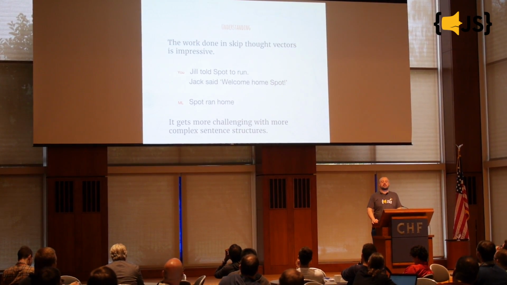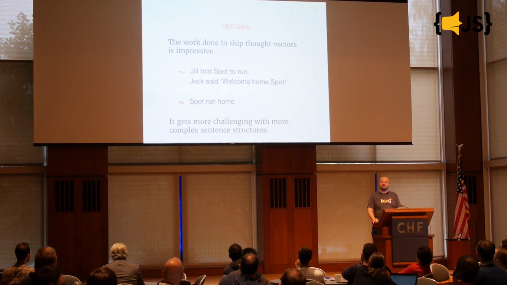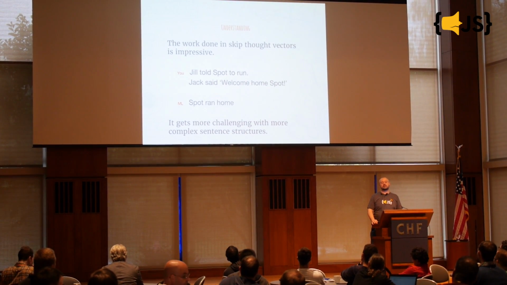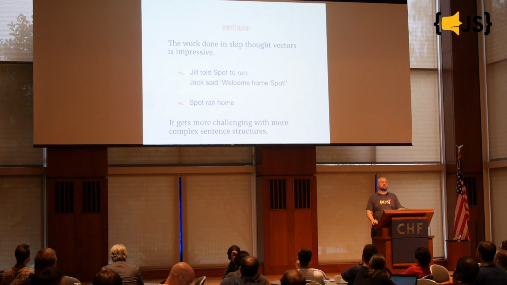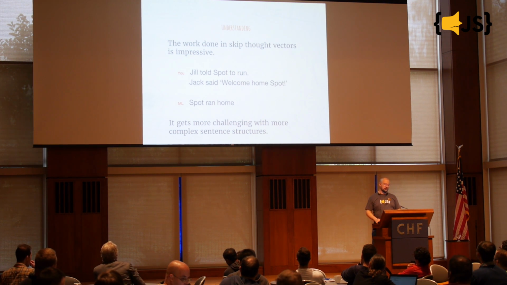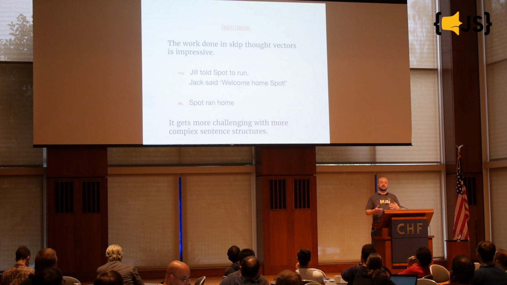This is the part that I find really impressive, this concept of skip thought vectors. So ideally, machine learning will be able to take a book and you'll be able to delete a sentence and it will fill in with a sentence that makes sense in the context of the book. That's like a great goal, right? We're not there yet, but where we are is this concept of a skip thought. So you can see the example here where the machine learning algorithm has determined that Spot is something, and it did something, and it went somewhere. So Spot ran home. And this is actually something that is out there today that you can use.